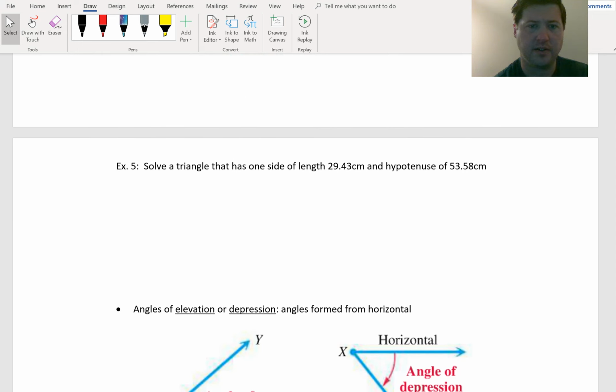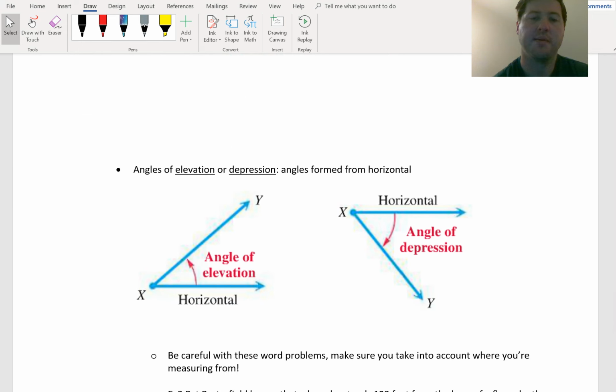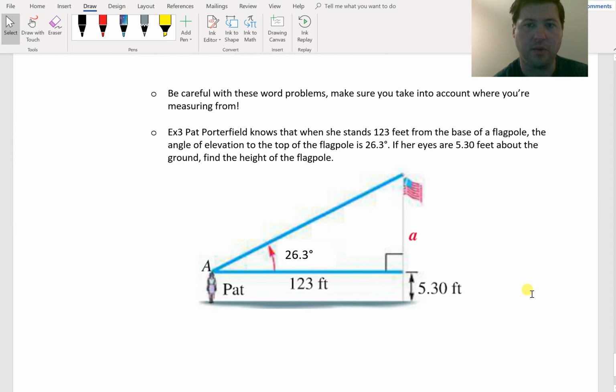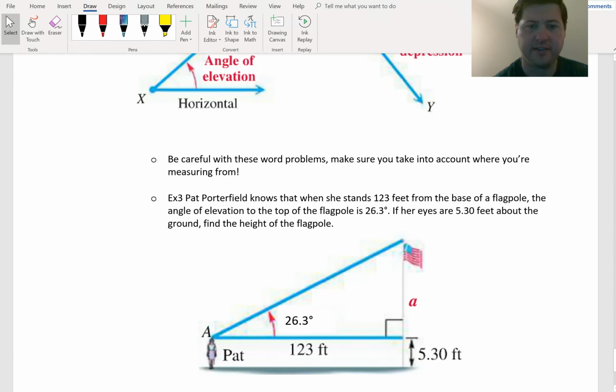Well, hold on, we just have the one problem right here. Yeah, we're going to talk about angles. We have to define angles of elevation and depression. And then we've got a word problem. Pretty standard type of word problem.